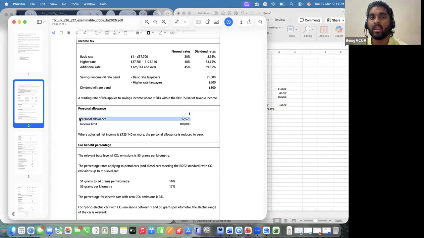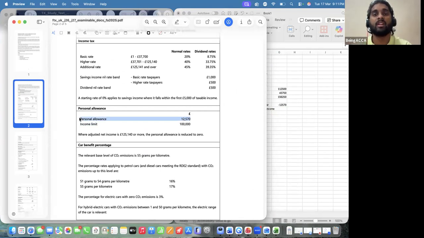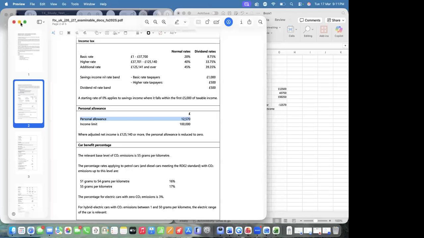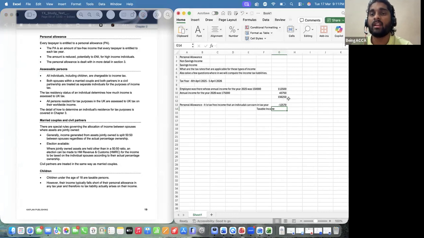You do not have to remember this value because it will be provided to you in the examination. You just have to know how to apply it. Clear? So that is what personal allowance is. Considering your entire income is 156,250, you will not be paying tax on the entire income. You'll be paying your tax after deducting your personal allowance because that is completely tax free. Clear on that?